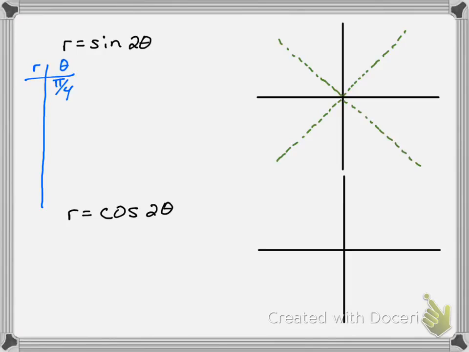All right. So when theta is pi over 4, 2 times pi over 4 is pi over 2. The sine of pi over 2, oops, let me back up. I don't want to start with pi. I'll get to it in a second, but I want to start with 0. Still going to be sine of 0, which is 0. And then pi over 4. Now, 2 times pi over 4 is pi over 2. Sine of that is 1.